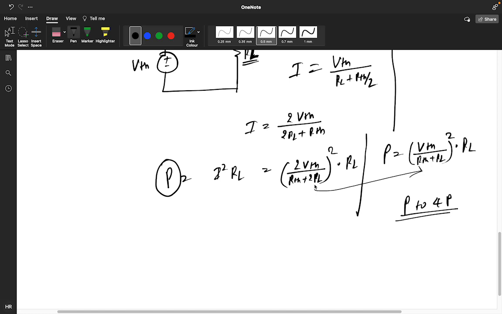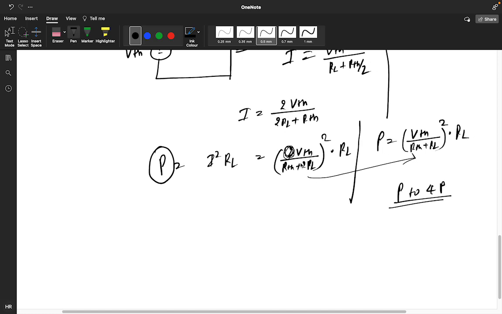Yes, the value will fluctuate. It won't be the same because you are getting the result like this. One value is VTH divided by RTH plus RL the whole square into RL, and the other has a multiplication of 2. See, the power is coming 2, and this particular is coming 2. Just take it as common. You will get 4 VTH square divided by RTH plus 2 RL into RL.